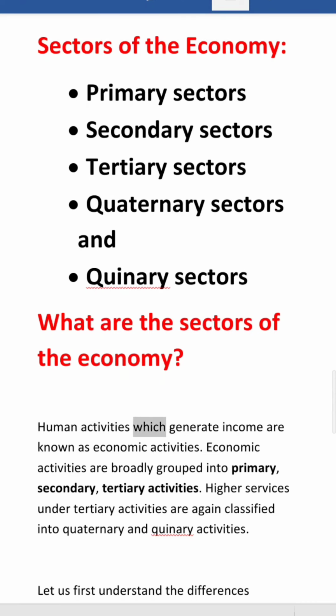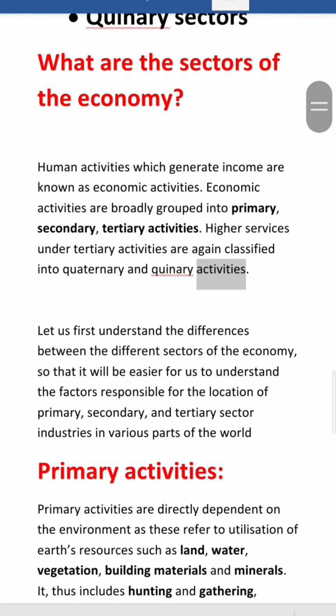Human activities which generate income are known as economic activities. Economic activities are broadly grouped into primary, secondary, tertiary activities. Higher services under tertiary activities are again classified into quaternary and quinary activities.